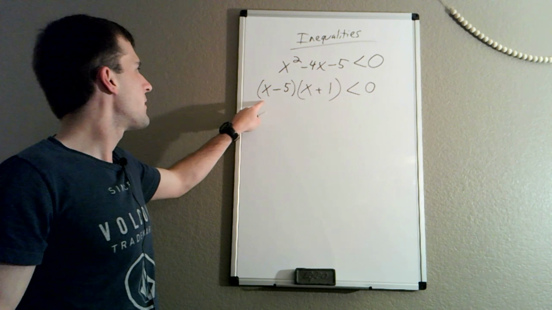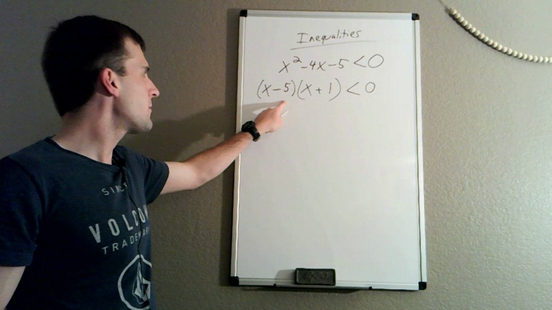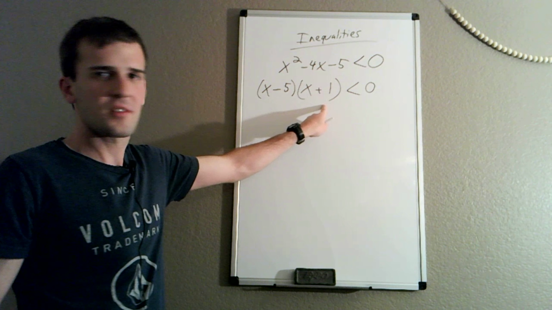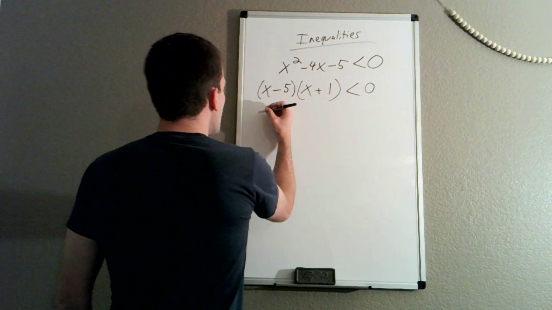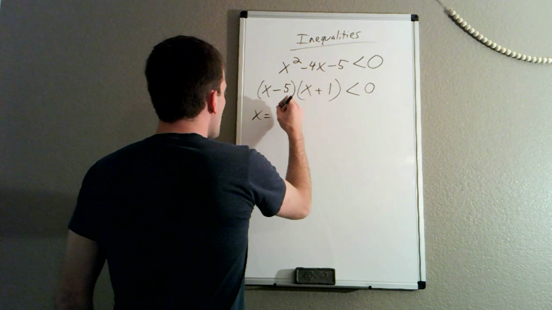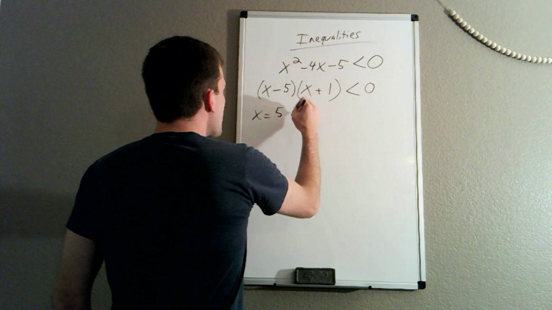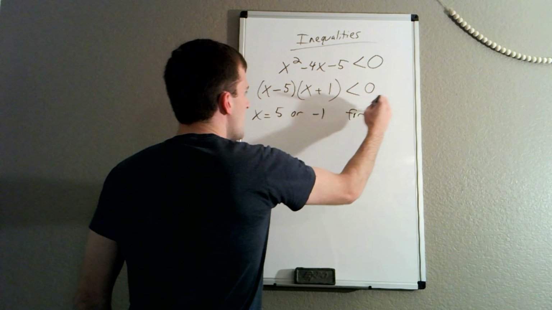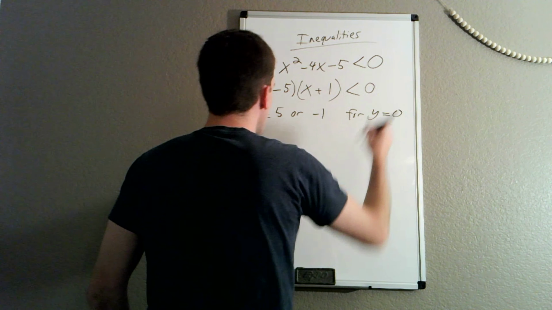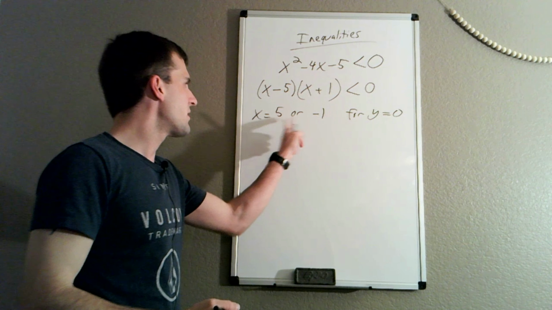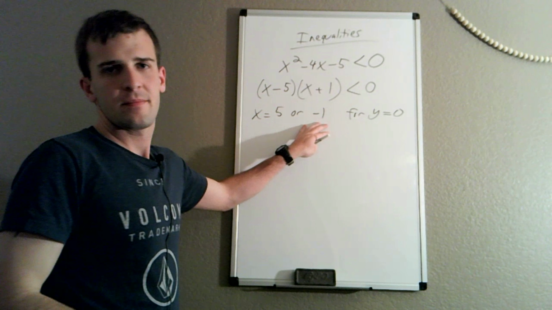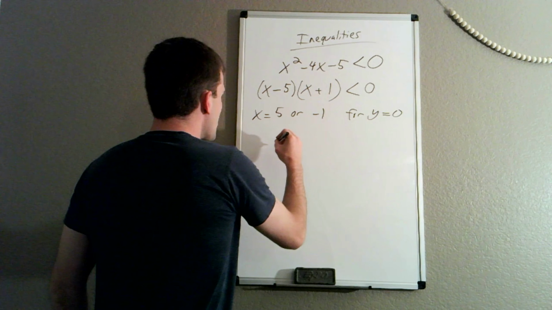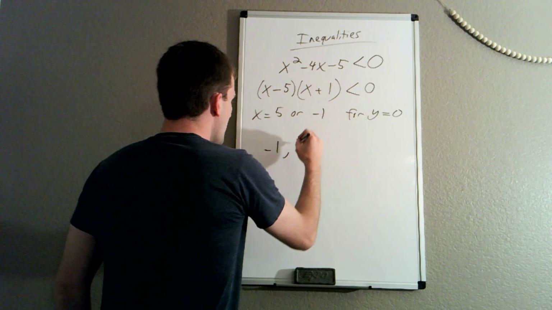If x equals 5, on this side you're going to get 5 minus 5, which is 0. If x equals -1, you're going to get -1 plus 1 equals 0. So x is going to equal 5 or -1 for y to equal 0. So we know that these are going to be the two boundaries of that interval that we're looking for. So we know it's going to be -1 to 5.